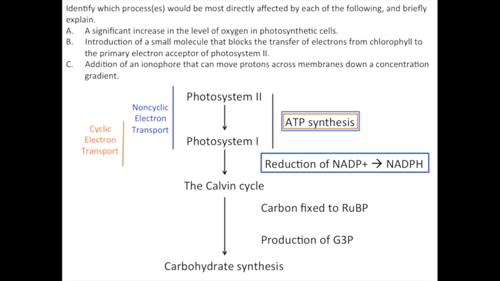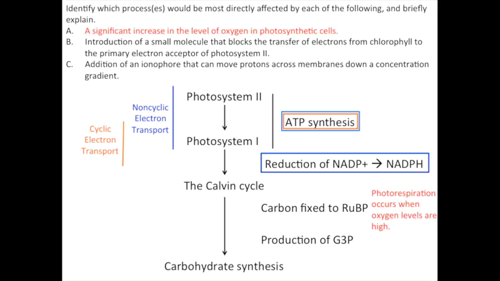Now let's see what happens in each of the situations described in this problem. First, we're looking at a significant increase in the oxygen levels. Well, oxygen isn't required for photosynthesis to occur, so we wouldn't expect to see an increase in any of these processes. Instead, oxygen actually generates its own kind of block in this system, because it can be added to RuBP in place of carbon dioxide in the process of photorespiration.